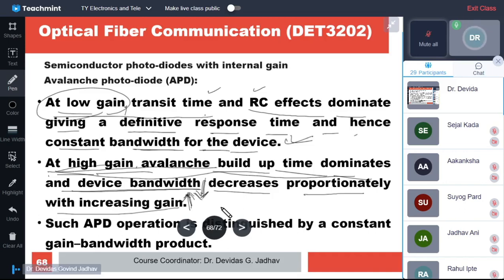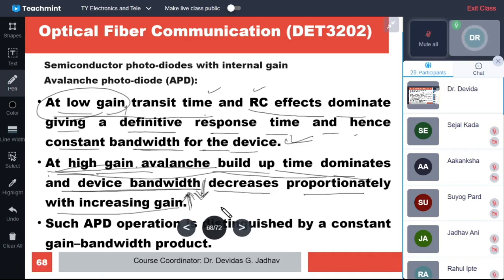Therefore, at low gain, transit time and RC effect dominate, giving a definite constant, because transit time is constant, width is constant, capacitor is constant, that is, RC time is constant. So at low gain, transit time and RC time effect dominate the response time, and it is giving constant bandwidth of the device. But at high gain, the avalanche build-up time is very long, so the RC time constant and transit time are very much less than that, so they do not come into the picture.